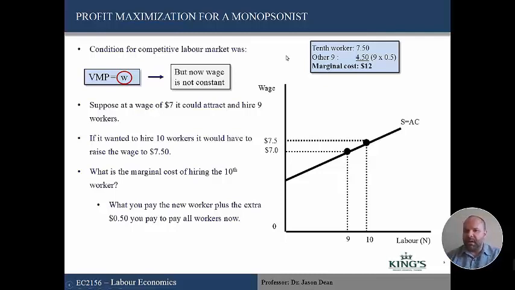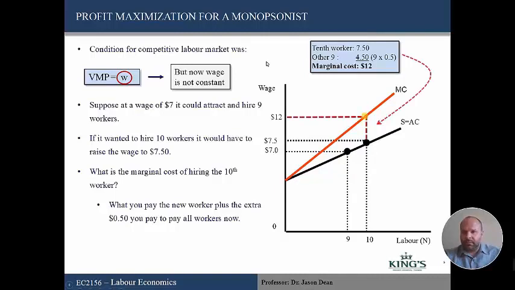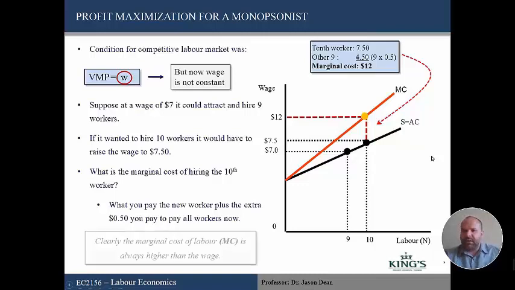Okay, and so that's above the wage. And so the marginal cost will always be above the average cost or the supply curve, right? Because you have to pay the existing workers the difference. So in terms of the profit maximizing condition, we would set this marginal cost curve equal to the marginal revenue product or value marginal product curve.